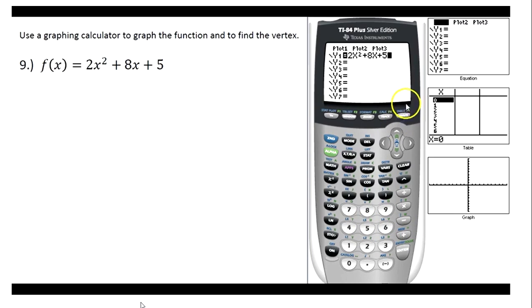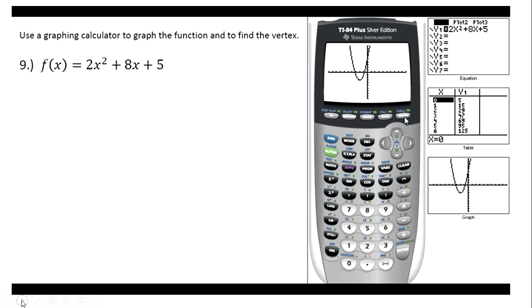So we're going to press graph, and there's our function. So we want to find the vertex. The best way to find the vertex is to have the calculator find it for us. If you look at your graph here, it's a parabola facing upward, so that means that we have a minimum value. So we're going to calculate by pressing second, trace, which gives us the calculate function, and we want to find the minimum. So we're going to go down to minimum, which is option 3, and press enter.